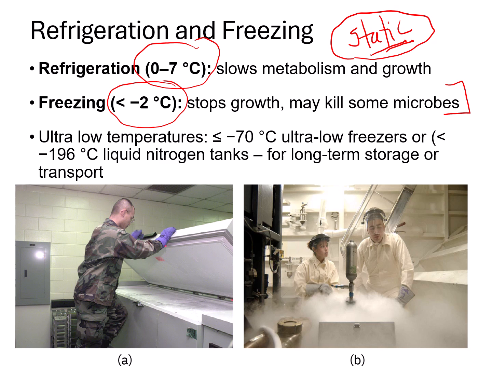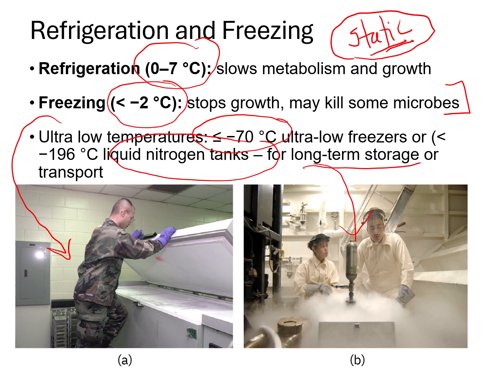Ultra low freezing, which is minus 70 degrees Celsius or below, is used for preserving microbial cultures or vaccines long term, and they show us a freezer here. And we also have liquid nitrogen tanks that are shown down here for long-term storage or transport. So overall, refrigeration and freezing preserves but does not sterilize.